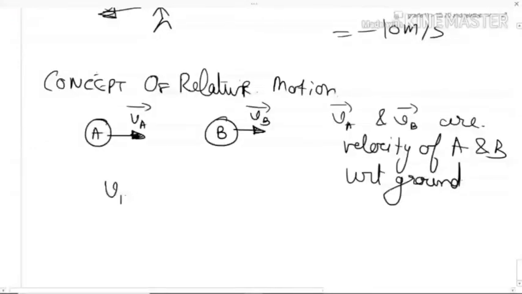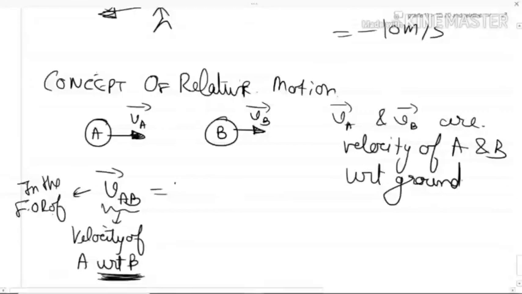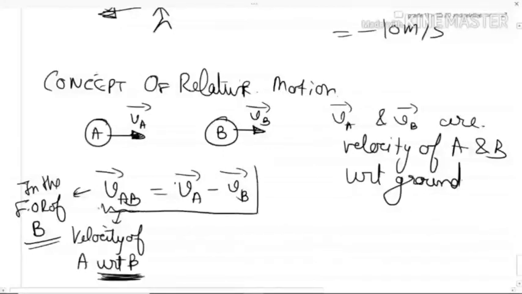So the velocity of A with respect to B will be given by velocity of A with respect to B. So please always remember, with respect to what? Whichever object it is with respect to, that's his frame. So basically this will be in the frame of reference of object B. This will be velocity of A minus velocity of B. This is the concept of relative motion.